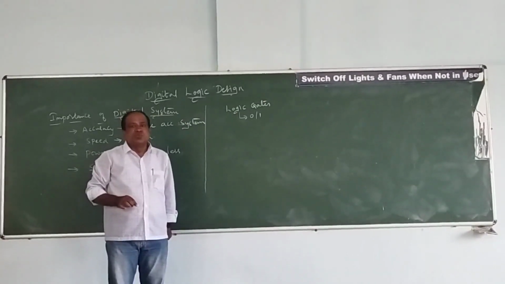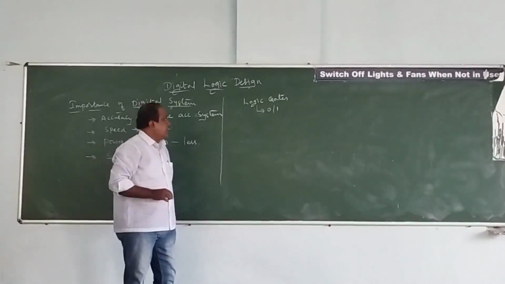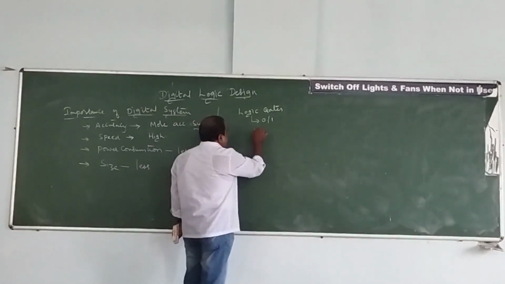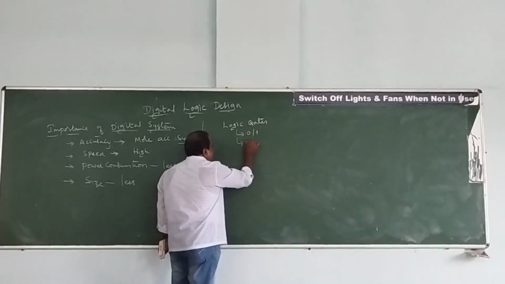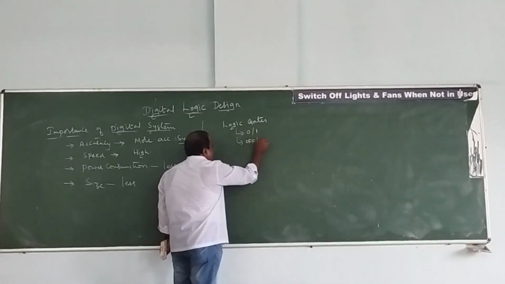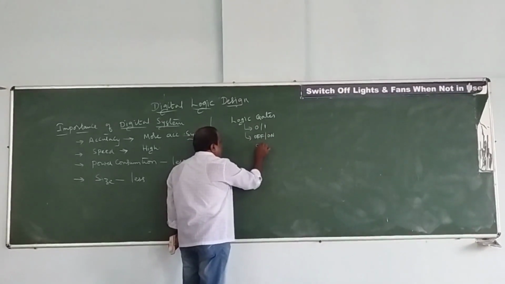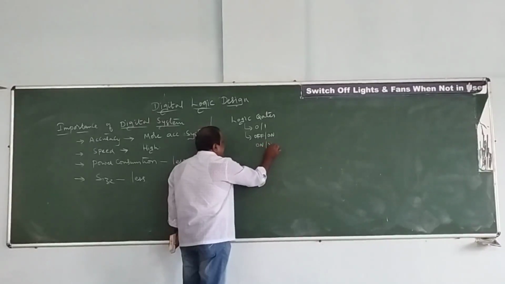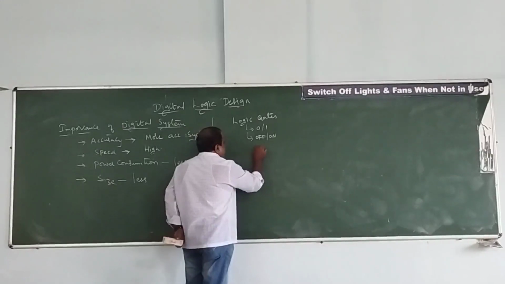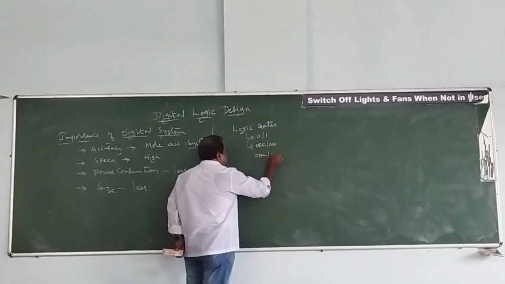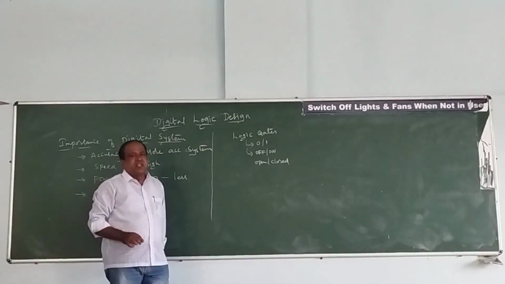Binary means 2, so there are only two possible values which we can see in any type of logic gate. This is also represented with on and off, so 0 is off and 1 is treated as on. Or we can also represent it as no or yes, or open or close. So this is a very easy-to-understand term in the case of any logic gates.